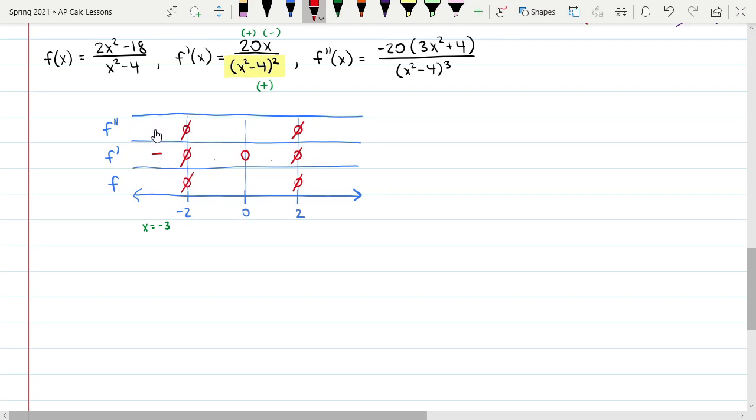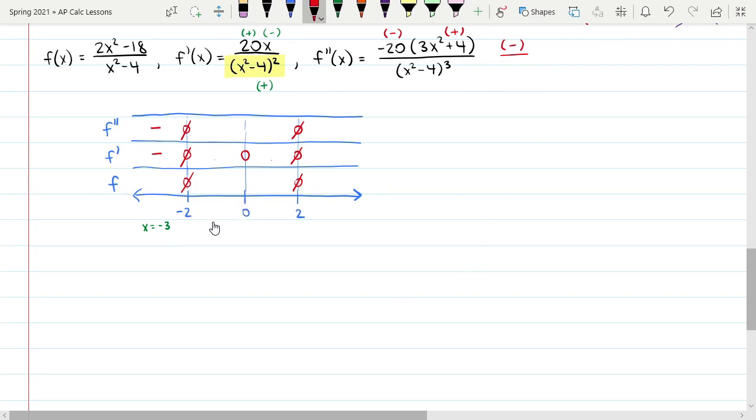For f double prime, now again in that numerator, -20 is always negative. 3x squared plus 4 is always positive. And so what that means is for f double prime, that numerator is always going to have a result of being negative, and I just have to figure out what's happening in the denominator. So if x is -3, then -3 squared is 9. 9 minus 4 is positive. A positive cubed is still positive. So this is going to make f double prime negative.